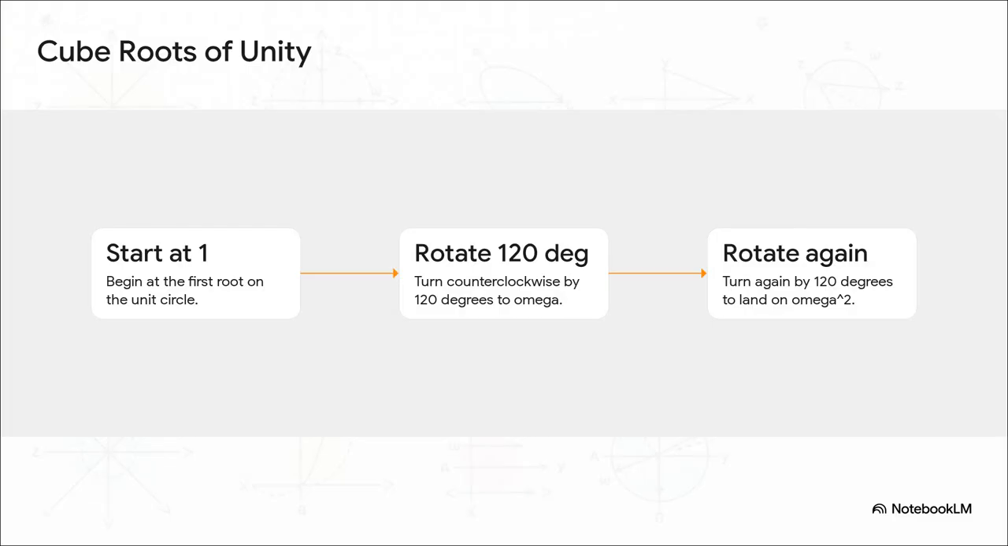Let's make this a bit more tactile by looking at the cube roots of unity, which is where n equals 3. You start at the number 1 on the unit circle. To find the next root, omega, you rotate counterclockwise, again like a steering wheel, by exactly 120 degrees, or 2 pi over 3. To find the final root, omega squared, you just rotate another 120 degrees. It's incredible. You have tangibly divided the circle into 3 perfect equal slices using nothing but pure algebra.